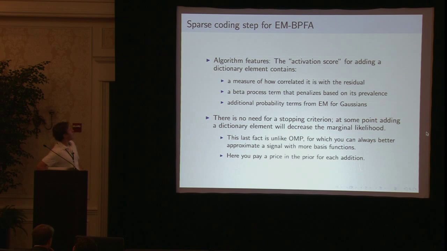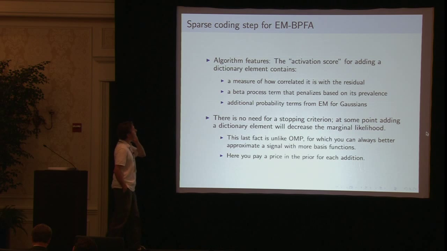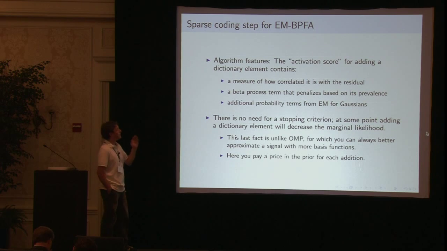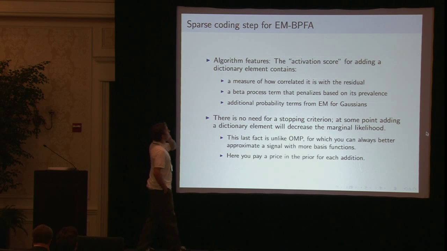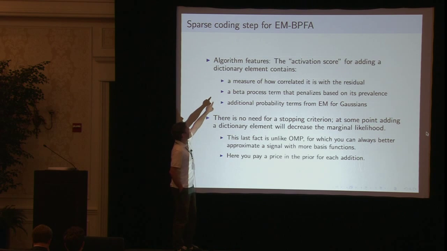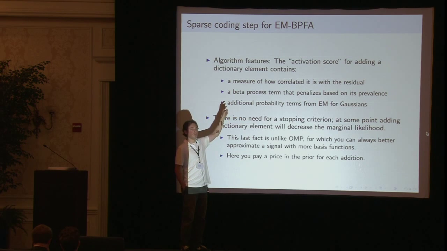And so here is, I didn't write out the actual algorithm, but here's what you end up getting when you do something like this. When you want to do sparse coding, you again get an activation score of how good is it to add a dictionary element to represent a particular signal, given all the other dictionary elements that have been added. That score has now 3 things. With OMP, it's just a measure of how correlated it is with the residual.